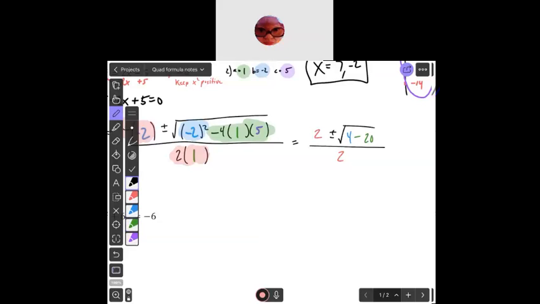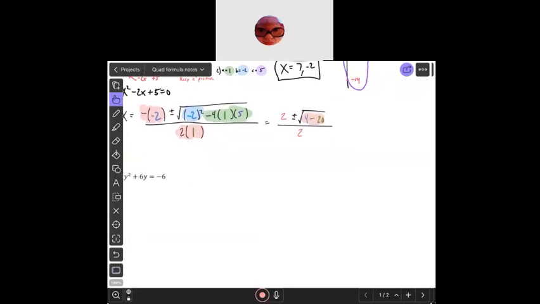Then I close that off so I know how big my radical is now. And then I still need to work under this. I'm not done with this underneath the radical. So 2 plus or minus over 2 square root. So 4 minus 20 is negative 16.